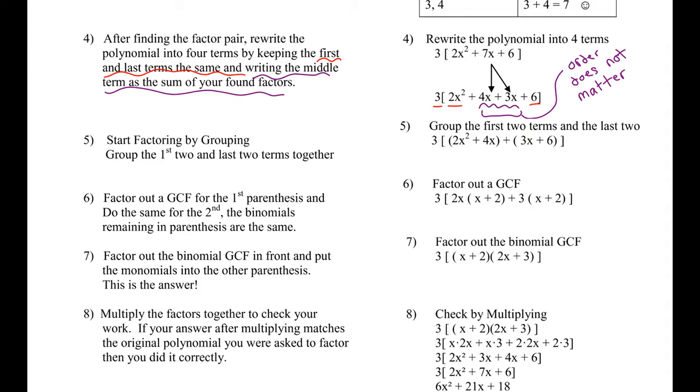Alright, after you've rewritten this as 4 terms, we can now follow our steps for factoring by grouping. So you're going to group the first 2 and the last 2 terms together. So 2x squared plus 4x and 3x plus 6. Then continuing to factor by grouping, we're going to pull out the greatest common factor from inside the parentheses. So a 2x out of the first term, a 3 out of the second binomial. And we want to check that our 2 binomials are the same, which they are, which means that is your first factor pair. And the second one is your leftovers. So the 2x plus 3 becomes its own binomial.